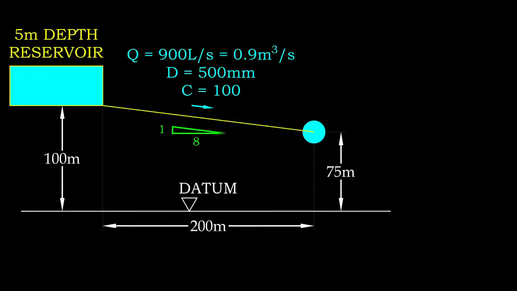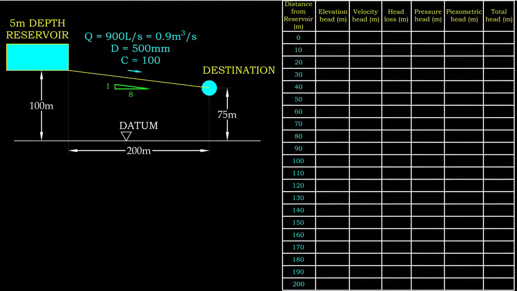The pipe end's elevation changes by 25 meters over the plane length of 200 meters. In other words, the elevation changes by 1 meter for every 8 meter length. Let's say we want to determine the heads at every 10 meter interval. The elevation head for these points is easy to determine by using linear interpolation.